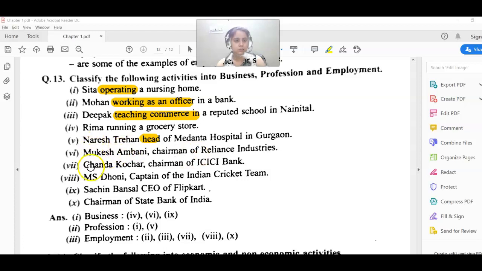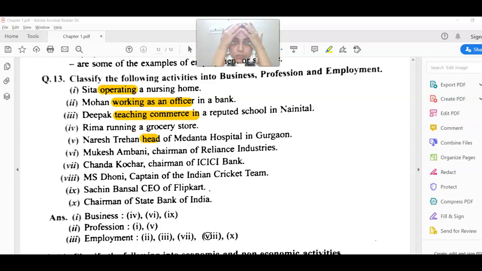Chanda Kochhar, chairman of ICICI. It's employment because we know there's no ownership. Mukesh Ambani owns the business, because you have to have that knowledge as well, so it's a business. Chanda Kochhar doesn't own that business, she's just the chairman of ICICI Bank, so it's employment. MS Dhoni, it's employment. Anybody can enter. It's employment.